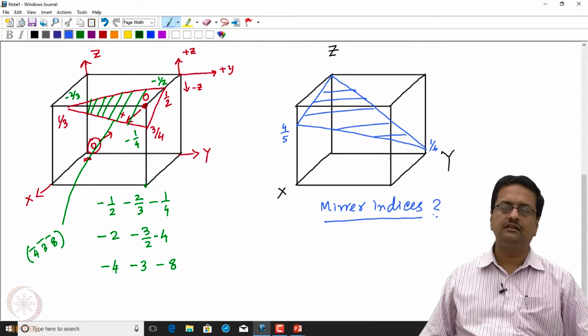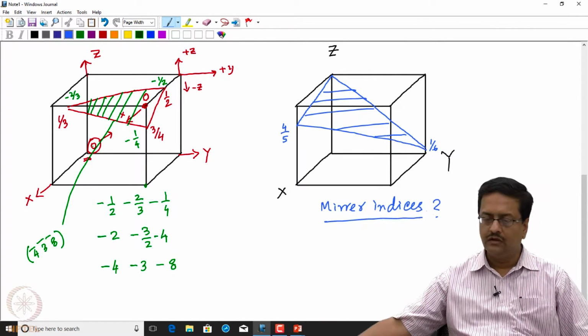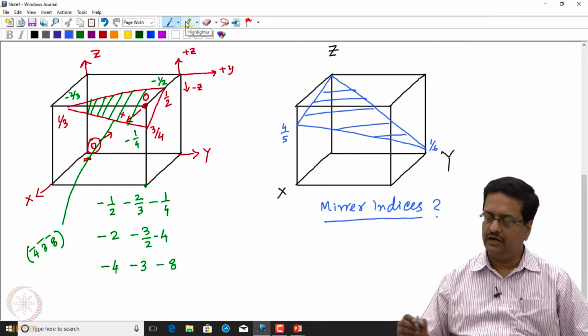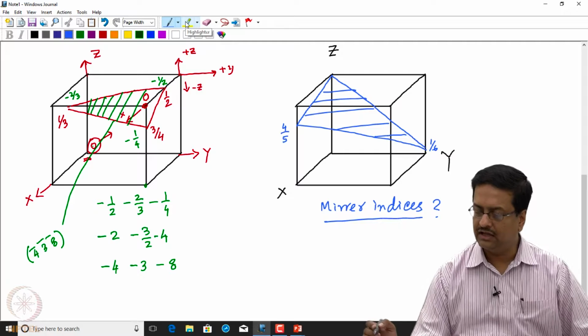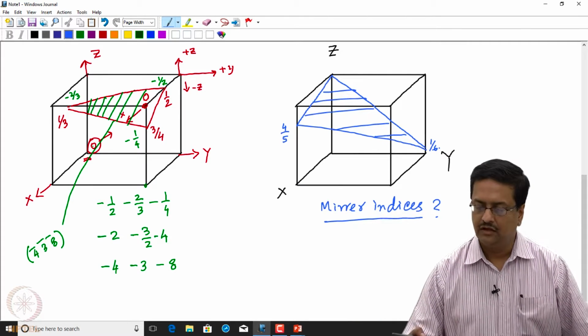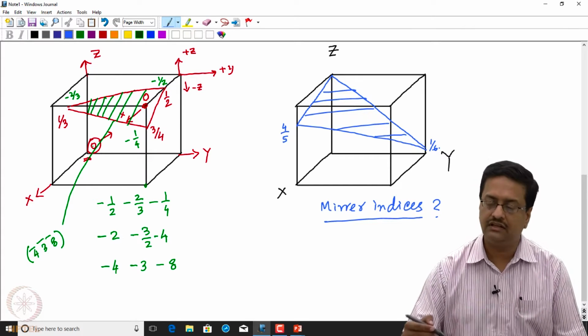Welcome back to this course of chemical crystallography. I am again going to start from the last slide where we stopped in the previous lecture, and I gave you one assignment to do. So here we have a plane marked as blue and it has intercepts only along z axis. So what we should do in this case?